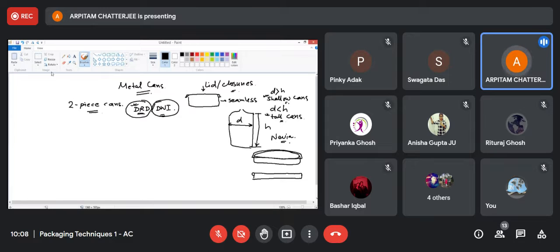Okay. Now let us see how these cans are made. What are the process steps of DRD and DWI?